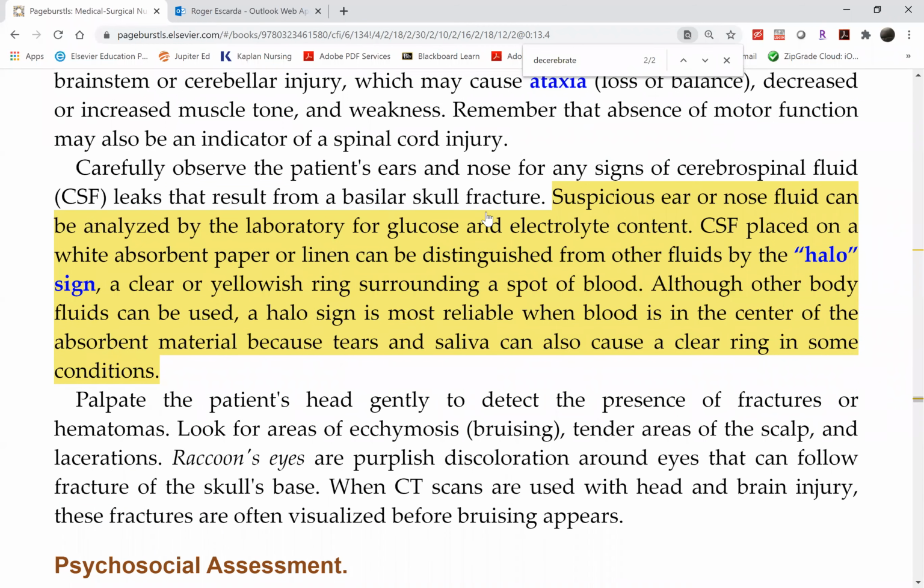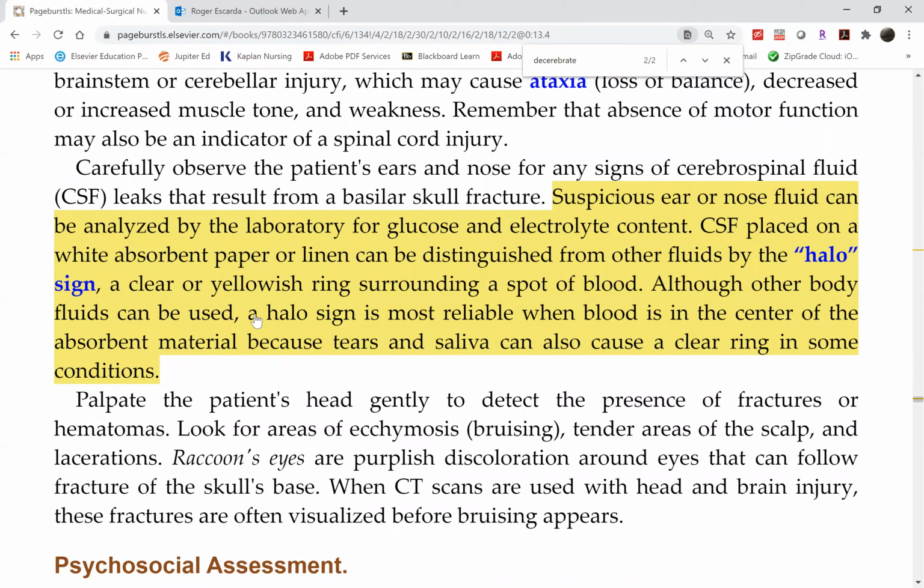Meaning, if you see any suspicious drainage coming out from the ear or from the nose, for instance, to see whether or not you have a CSF leak, you do the halo sign. And it should be positive for glucose as well, right? It should be positive for glucose. Like I said, we don't use that because the blood also has glucose. So when you test it, of course, it's going to be positive for glucose because there's blood in it. So to rule that out, that it's really CSF, you do the halo sign. Does that make sense? Is that clear?